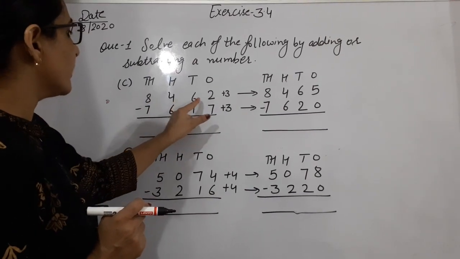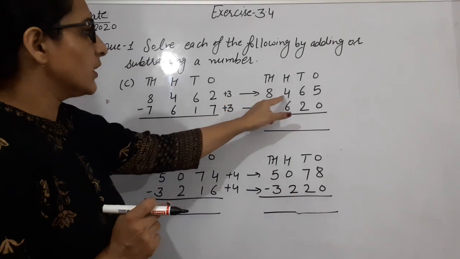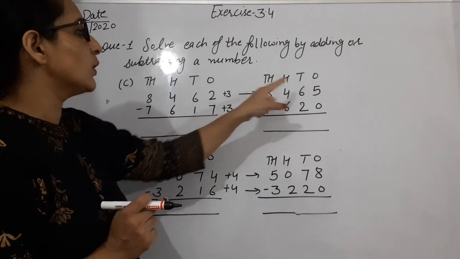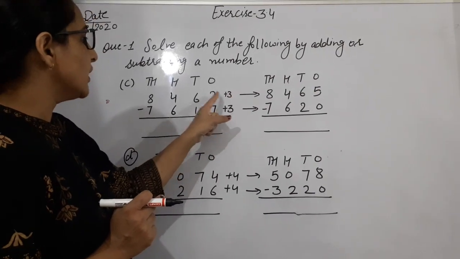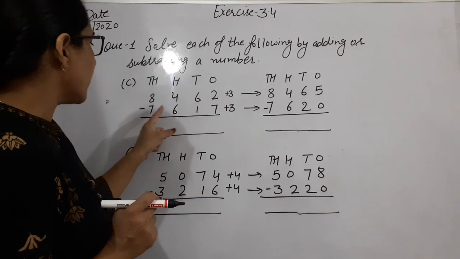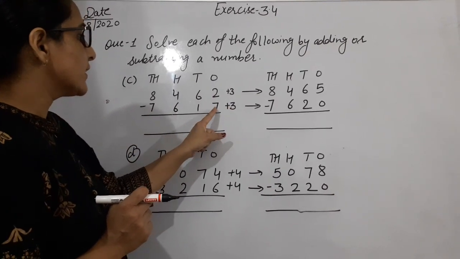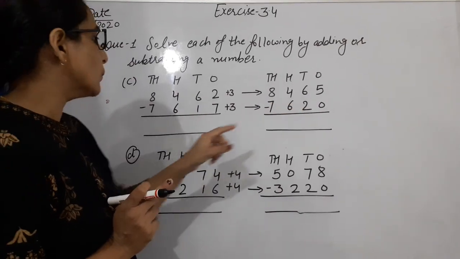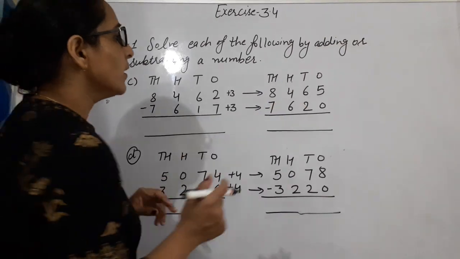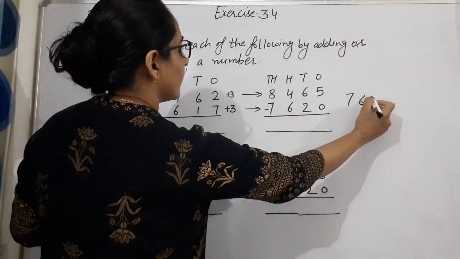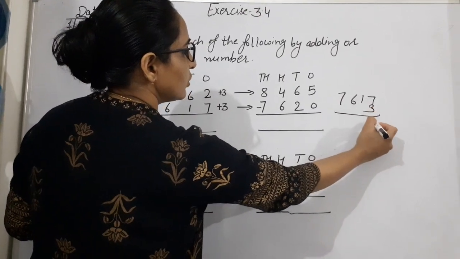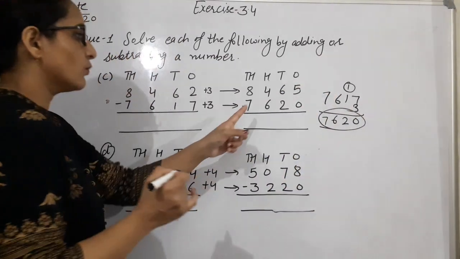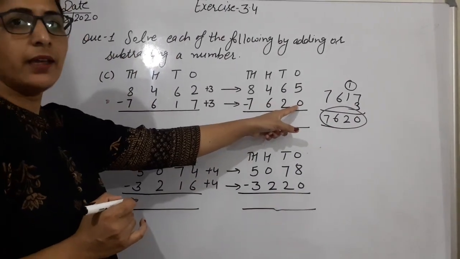So 8462 plus 3, we convert it to 8465. 2 plus 3 equal to 5. We add 3 in the ones place here. Now 7617 plus 3. 7 plus 3 equal to 10. 1 carry. 1 plus 1 equal to 2. It's 7620. Let's see. 7617 plus 3. 7 and 3, 10. 1 carry. 1 and 1, 2. 6 and 7. Clear? So we convert this one to end with 0.